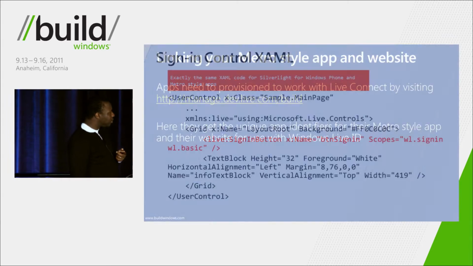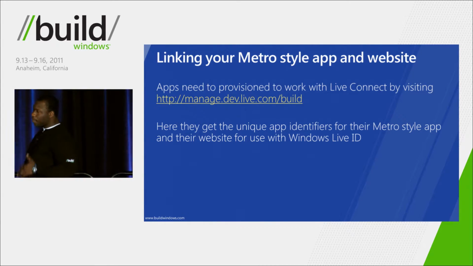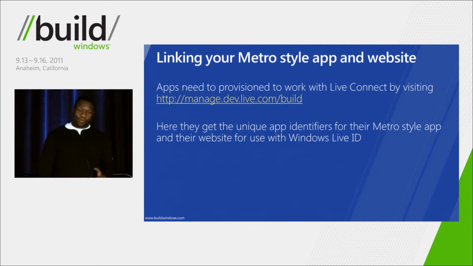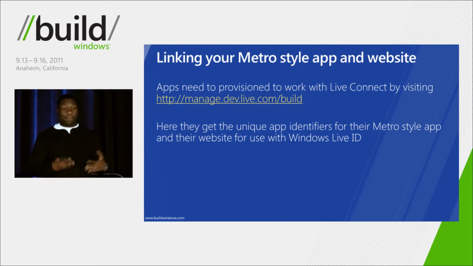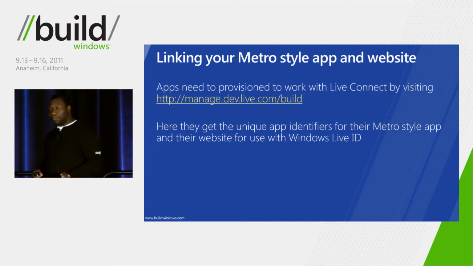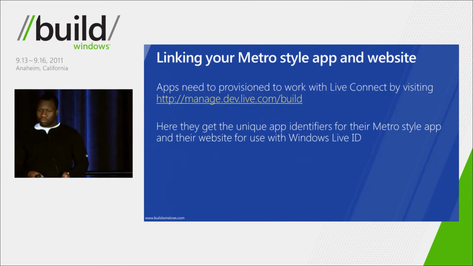Have I covered everything? Well, actually, I haven't. Some of you may have been wondering, as I showed that demo of going to a website, maybe not even a website on that PC, and then going back to a Metro-style application, how were those linked? How do you connect a website to a Metro-style application? How does Windows Live ID know that?